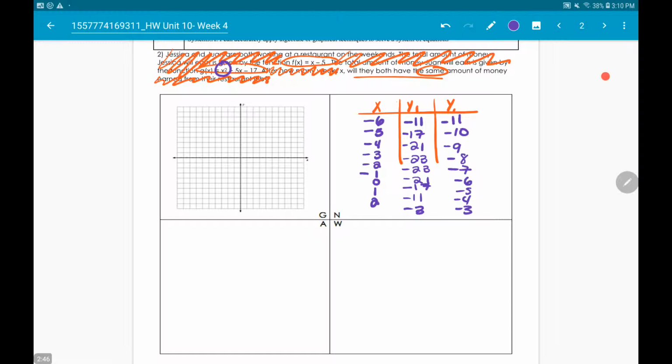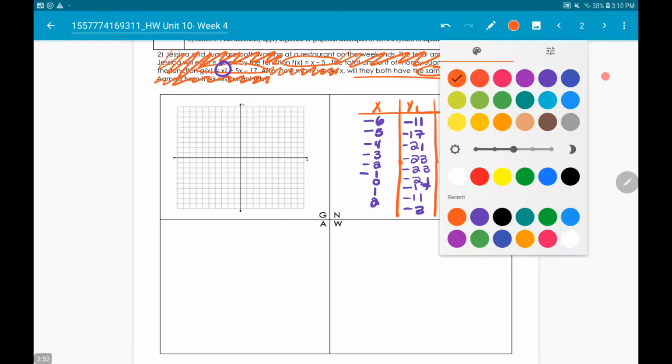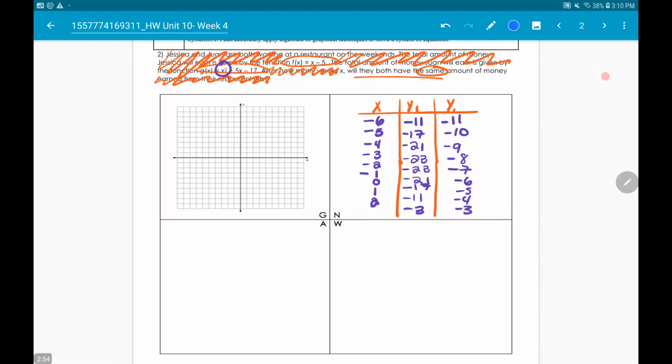Okay, so what happened on the exit ticket was a lot of people did this, and then they just left it blank. All right, so I need to answer the question. When are they the same? Where do they intersect? Okay, so I see an intersection point here, and I need to make sure I'm circling that. And it's an intersection point because my y values are the same. And I see another intersection point here.